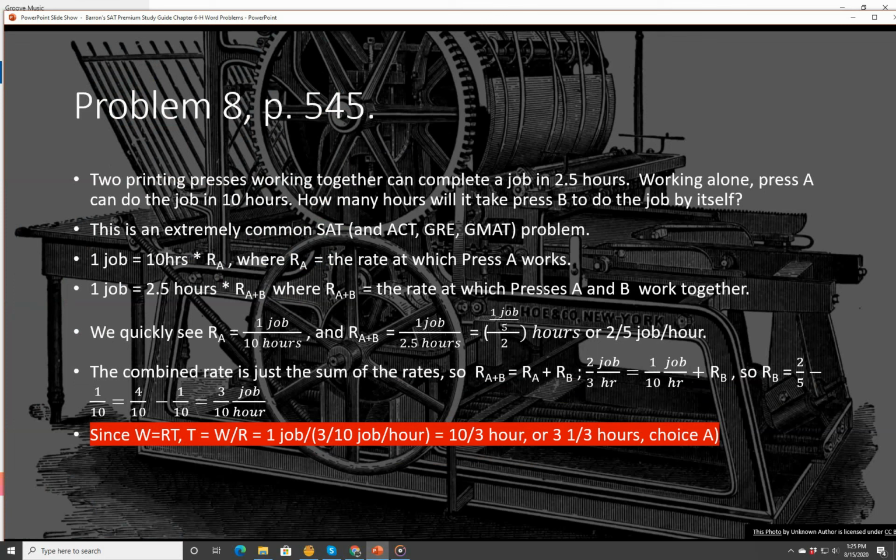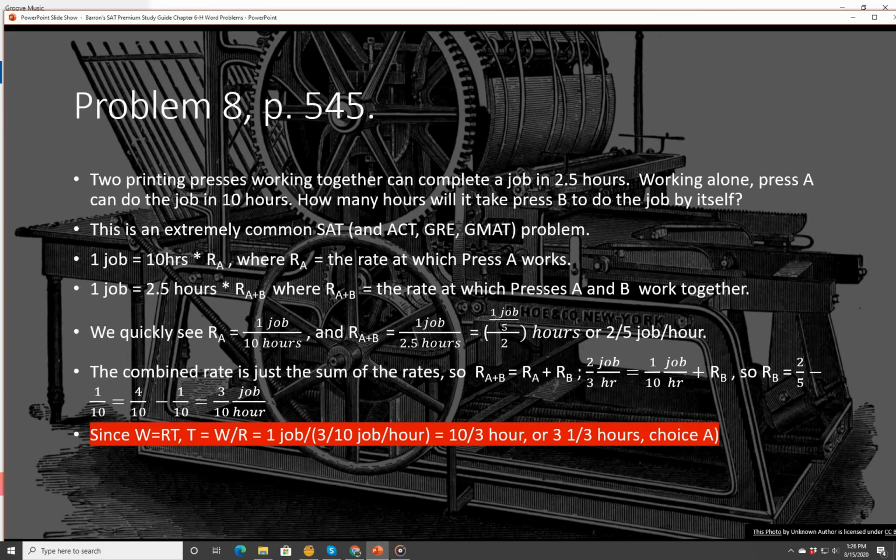Now, this is an extremely common SAT and ACT and GRE and GMAT problem. Those are 2 graduate tests, 2 tests you'll take to go to graduate school or to business school, etc. And GRE and GMAT math are basically exactly the same as SAT math, at least the general GRE. And the GMAT, I guarantee you, it's just high school math.